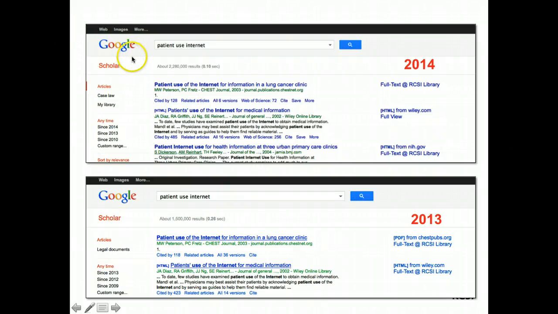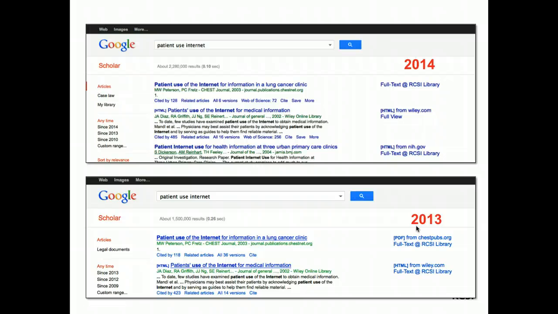Similarly, I've gone to Google Scholar. We can see patient use internet in 2013 gave us 1.5 million results and 2.28 million results 1 year later. And again, the same hits are coming up, the same information, but with a huge user base or information base beneath it.